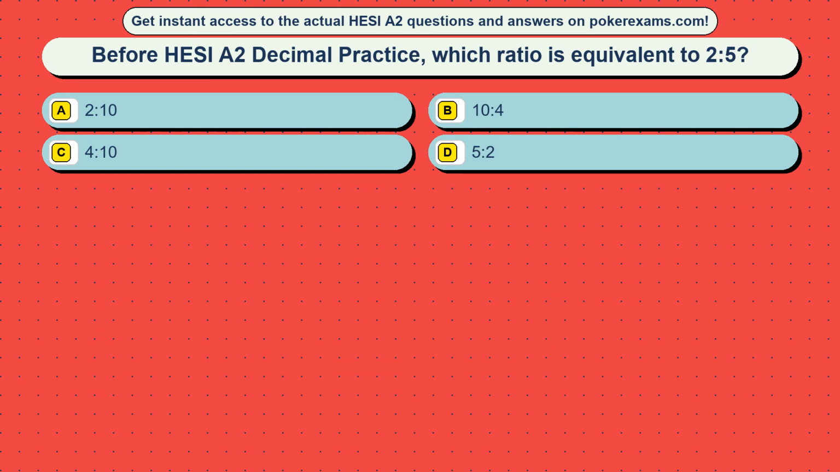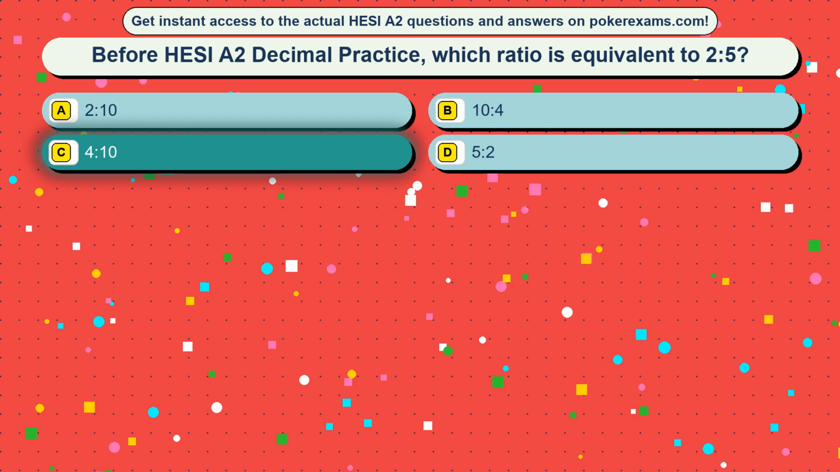Question 15. Before HESI A2 decimal practice, which ratio is equivalent to 2:5? Option A, 2:10. Option B, 10:4. Option C, 4:10. Option D, 5:2. The correct answer is option C, 4:10.